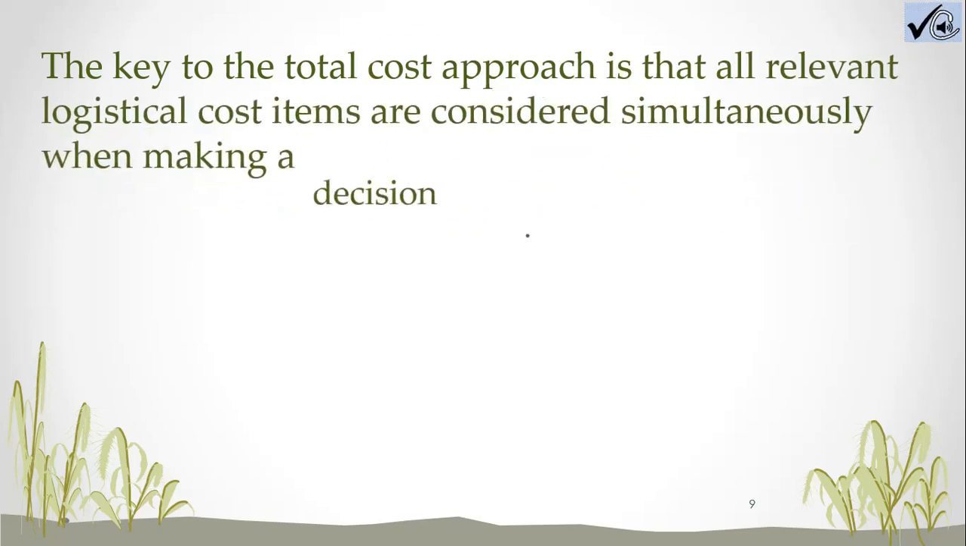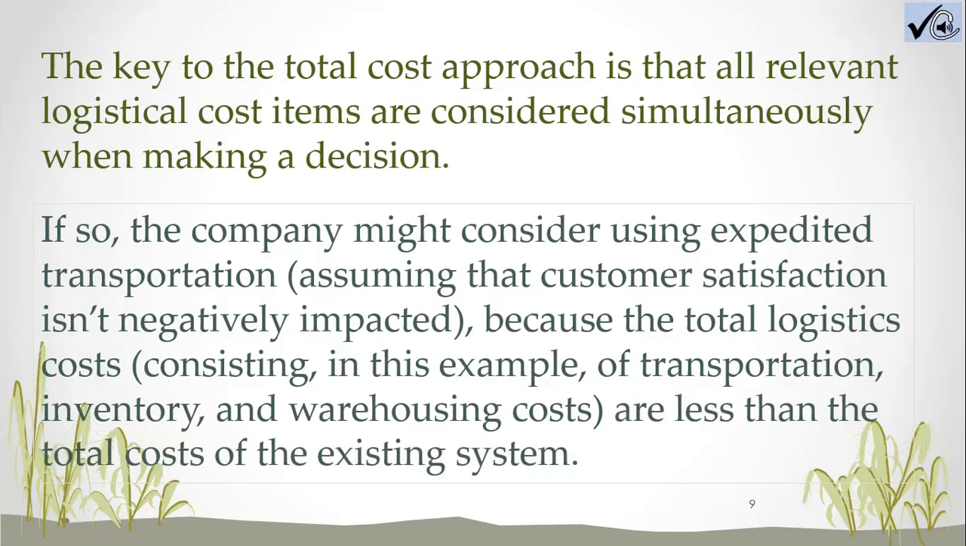The key to the total cost approach is that all relevant logistical cost items are considered simultaneously when making a decision. For example, expedited transportation, such as air freight, will increase a company's transportation costs. At the same time, expedited transportation leads to a faster order cycle, which allows the receiving company to hold lower levels of inventory, thus reducing both its inventory carrying costs and warehousing costs. The total cost approach evaluates if the decreased inventory and warehousing costs are greater than the increased costs of expedited transportation. If so, the company might consider using expedited transportation, because the total logistics costs are less than the total costs of the existing system.